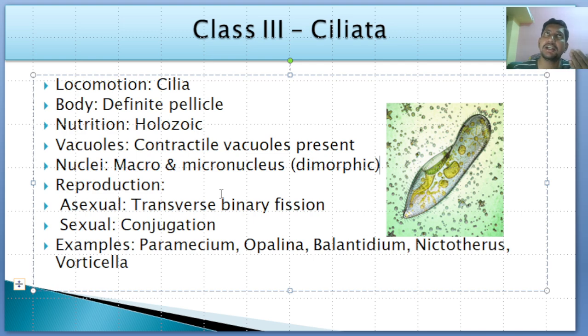Anterior contractile vacuole, posterior contractile vacuole. And just to recall, what is the function of the contractile vacuole? It helps in osmoregulation and excretion.